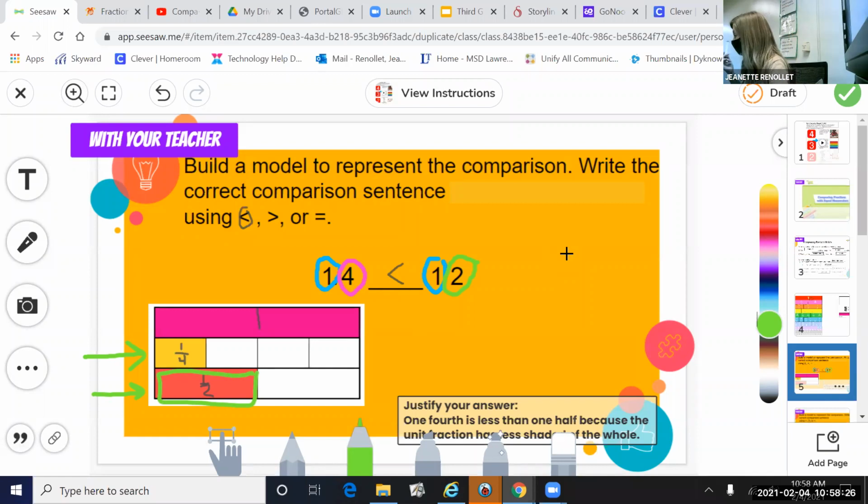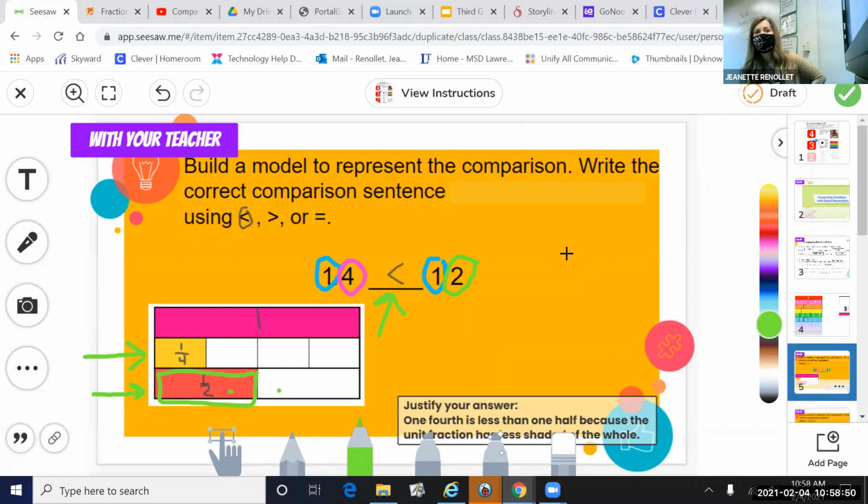This makes sense when you think about sharing. If there's only 2 kids sharing, you're going to get a bigger piece than if there's 4 kids sharing, right? So Miss Sharp chose the symbol. 1/4 is less than 1/2.